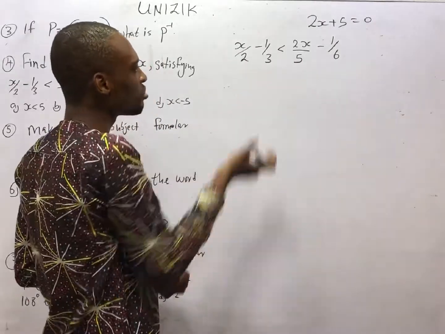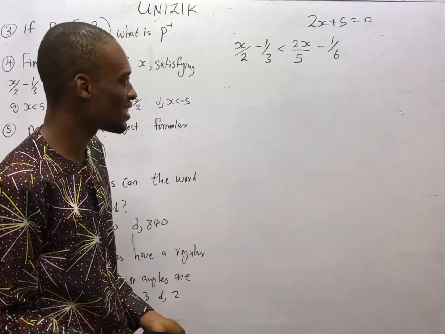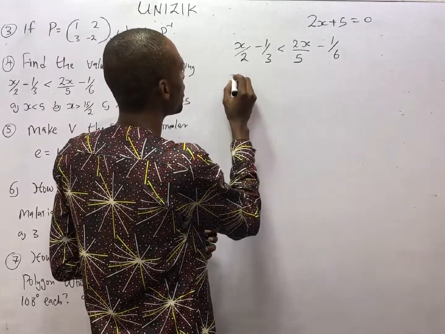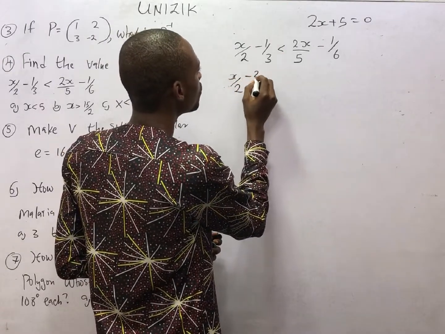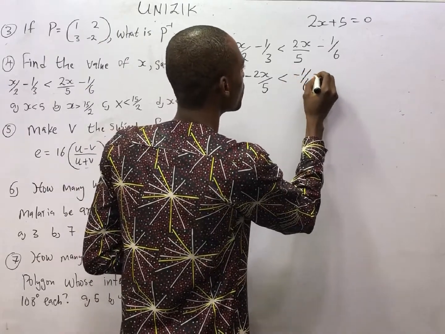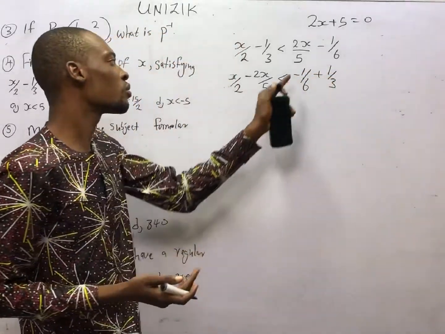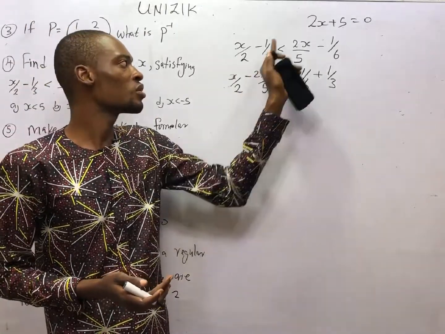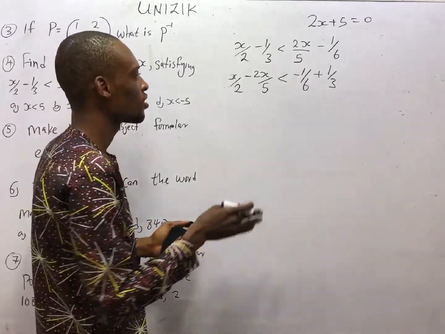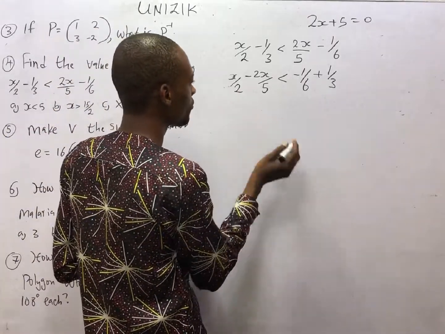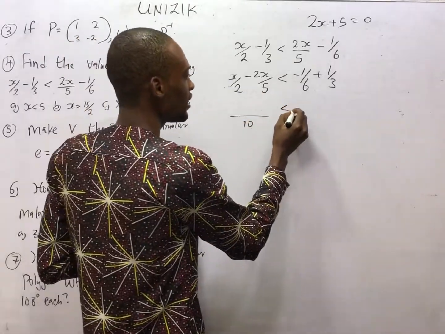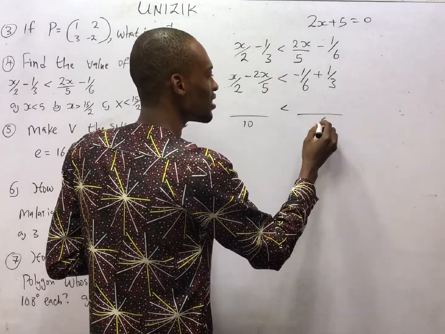So if we are solving the inequality, we want to collect like terms. This implies that here we have s over 2 minus 2s over 5 lesser than minus 1 over 6 plus 1 over 3. So this one comes to this side and becomes minus, this goes to the other side and becomes plus, collecting like terms. So here we simply look for the LCM. LCM of 2 and 5 is 10. Here LCM of 6 and 3 is 6.